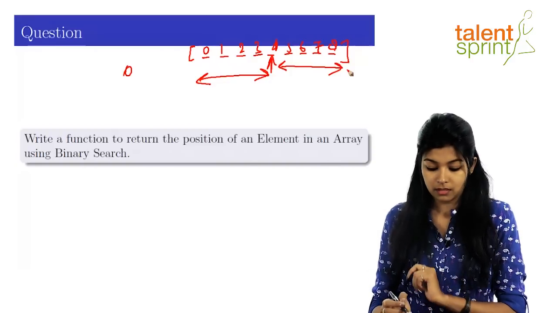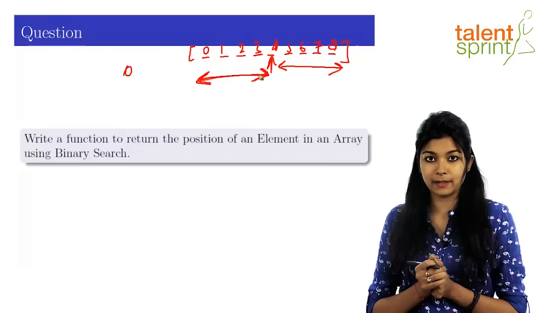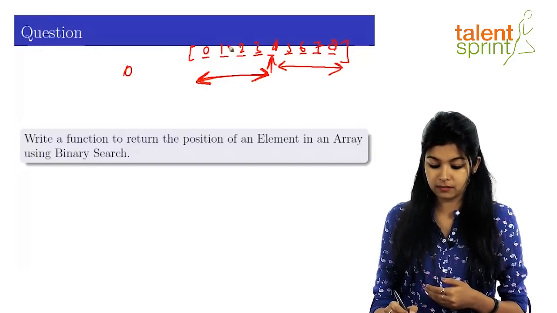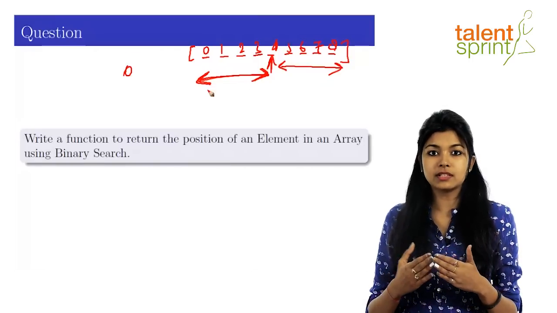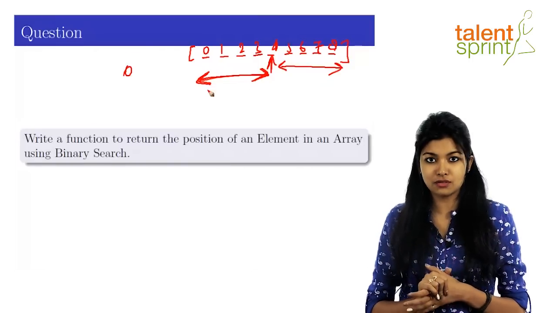Now again, in the next iteration, we will search in this half of the array. We'll again divide it by half and check. And we'll continue repeating this process till we find our match. Let me show you the function to do the same.